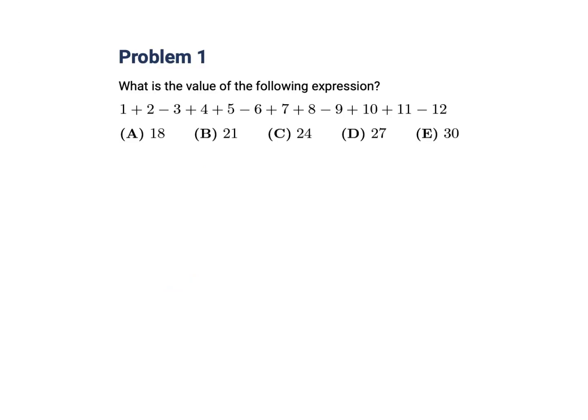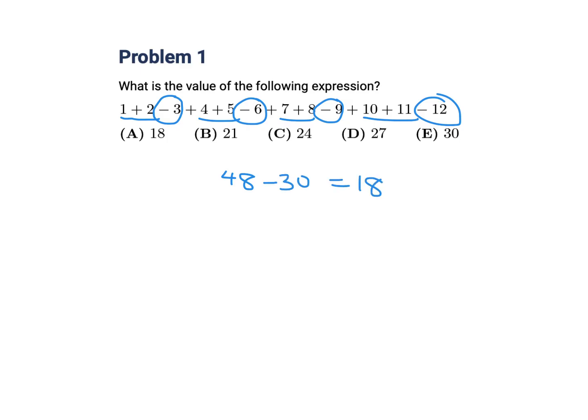What is the value of the following expression? Well, many ways of doing this. You can first just add up the pluses, right? These guys. And when you add up the pluses, it's 48. And then you can subtract the minuses however you want to do it. And if you subtract the minuses, that's minus 30. And therefore, that would be 18, which is answer A.